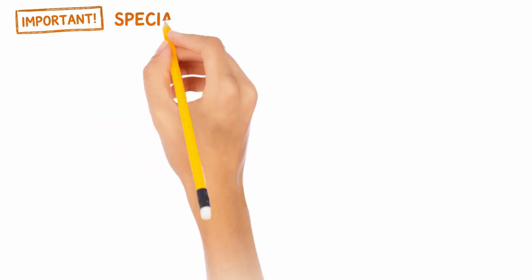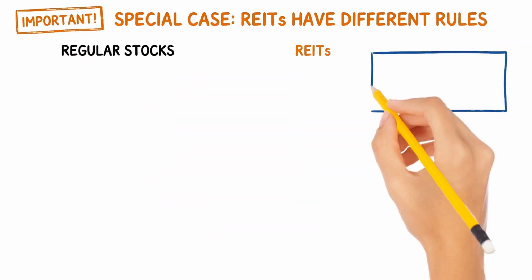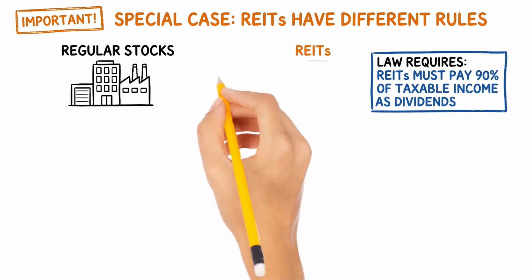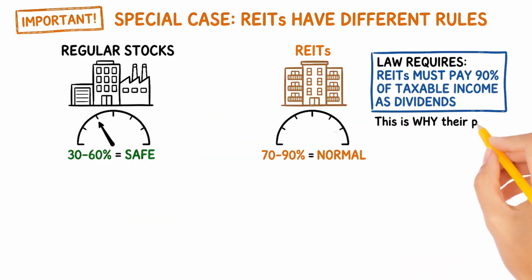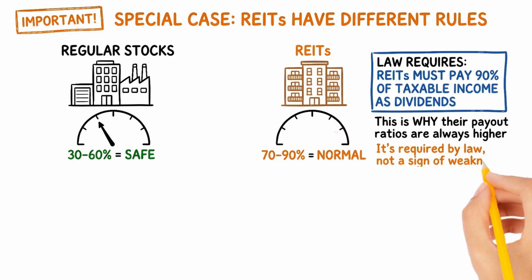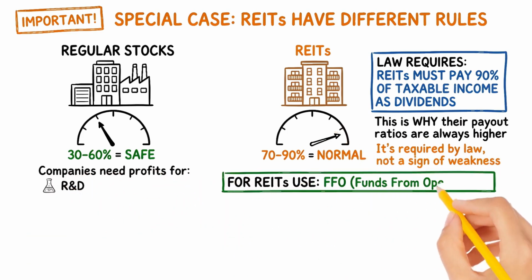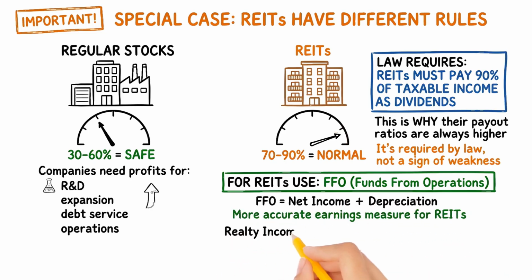One important exception to payout ratio rules are REITs, or real estate investment trusts. REITs are legally required to pay out at least 90% of their taxable income as dividends. That's the law. So naturally, their payout ratios will always look very high, often 70 to 90%. That doesn't mean they're dangerous. It means they're following the law.